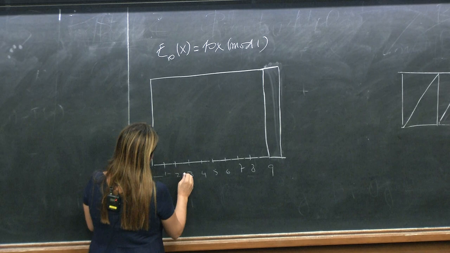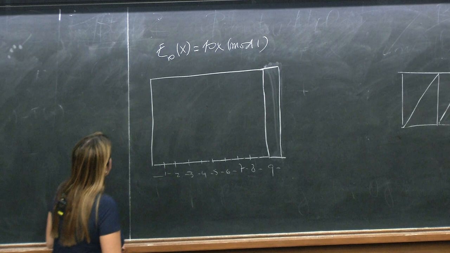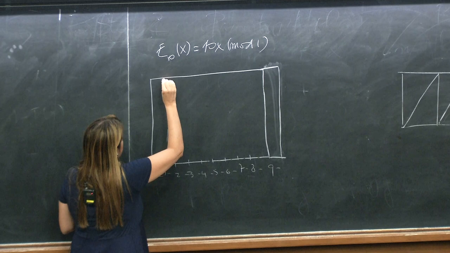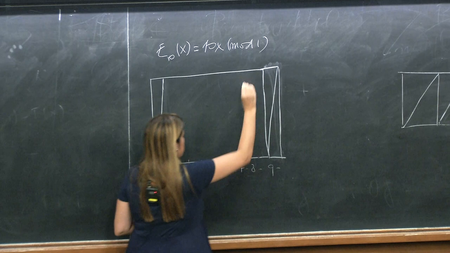One, two, three, four, five, six, seven, eight, 10. Okay. So here I will not draw them all, but you will have branches like this. There will be 10 branches like this. It will expand by 10.